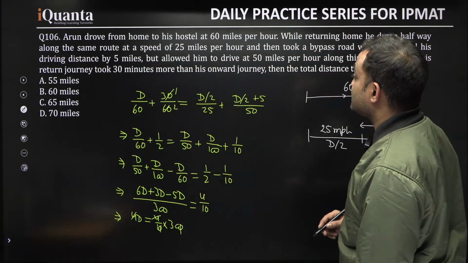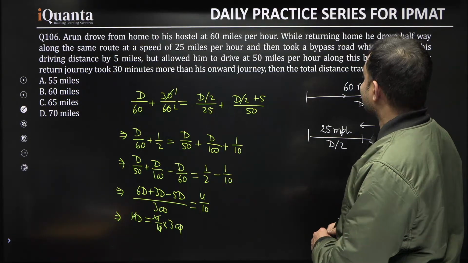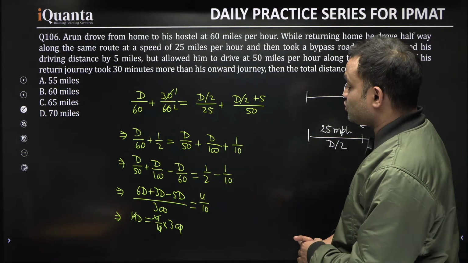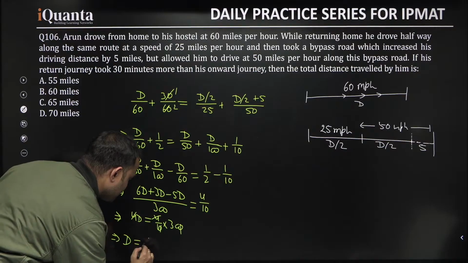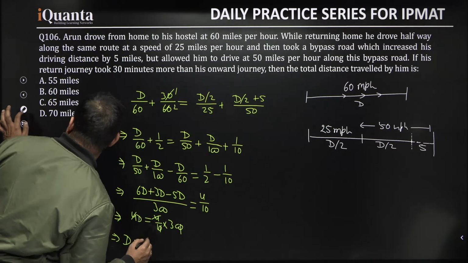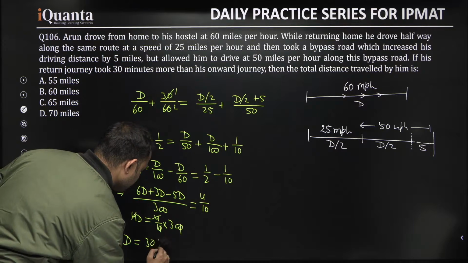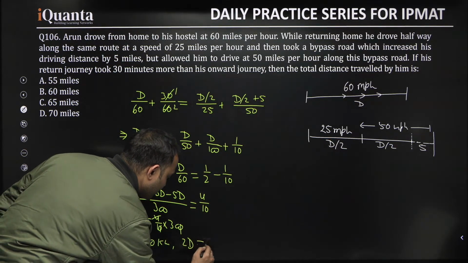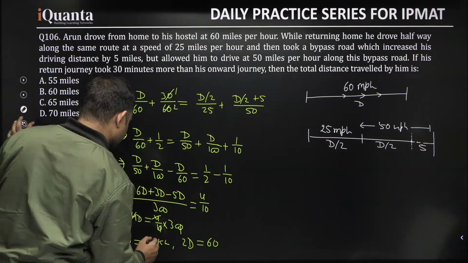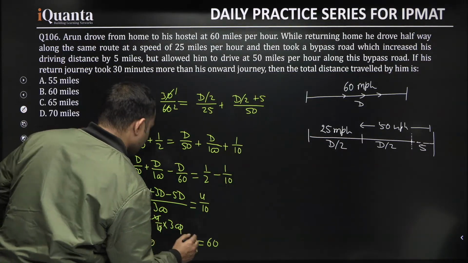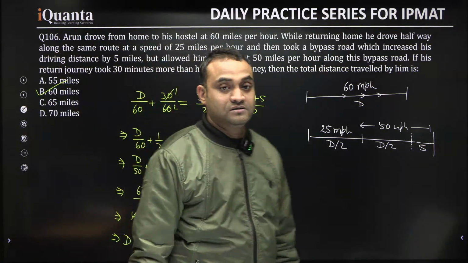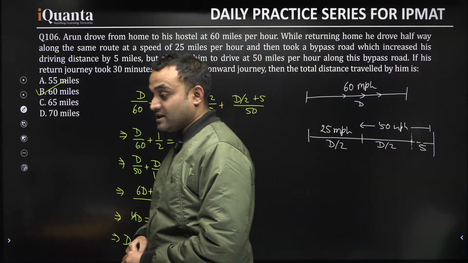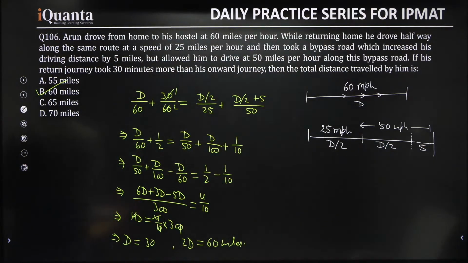The return journey took 30 minutes more than his onward journey. Then the total distance traveled by, okay, total distance, it says total distance, correct. So d will be equal to 30 kilometers and the total distance will be 2d, right. So 2d while going forward and coming backward. So 30 miles, this will be 60 miles. So the answer is option B, right. For a second I thought there was nothing wrong, right. So it will be 60, right. Distance will be 30.